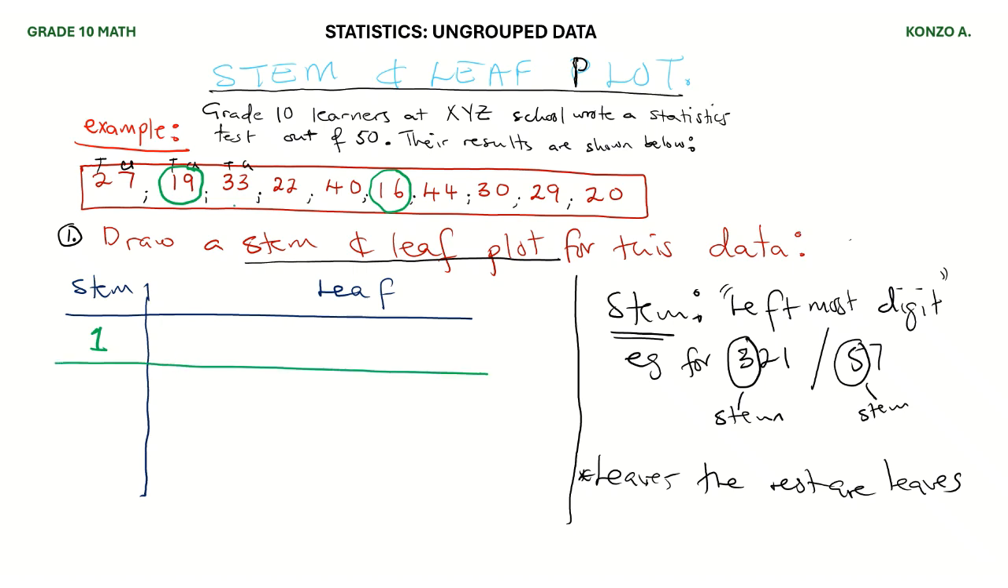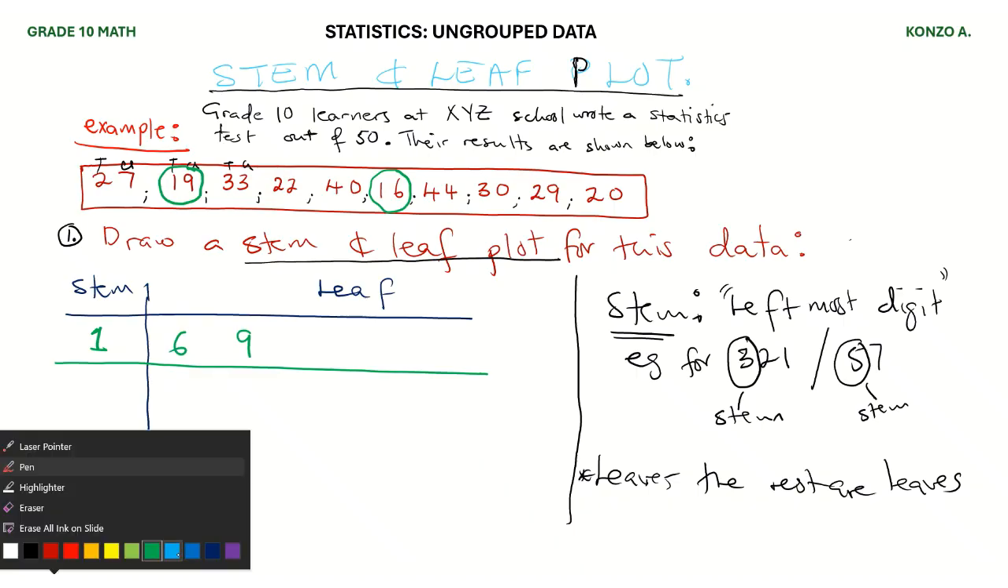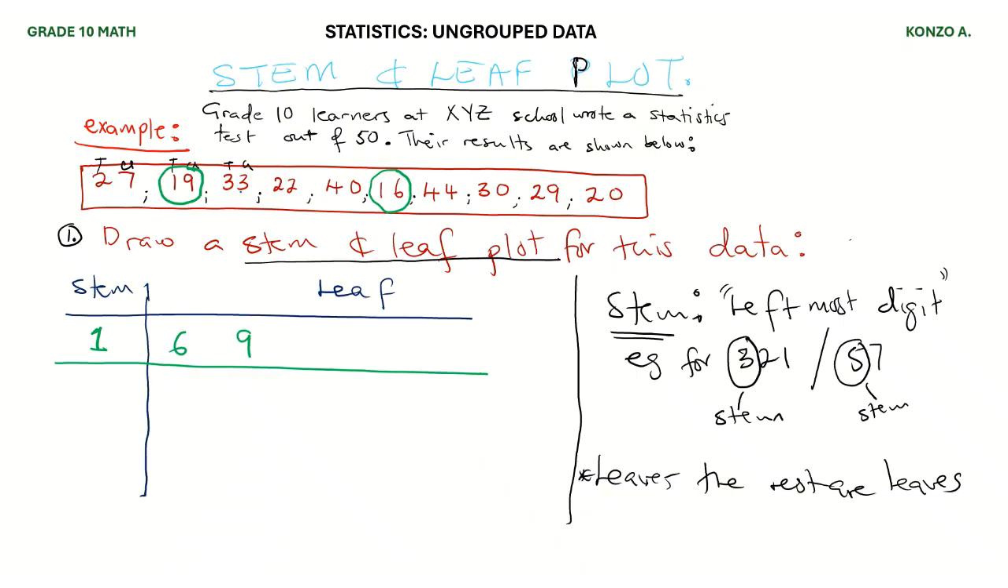So we need those leaves. The first leaf should be 6, and then the next leaf is 9. So when we are reading this, we know there is 1 6, and then we know there's 1 9. So that is 16, 19. I've already represented the first stem there in that diagram. Let's move on to the next stem, which should be 2.